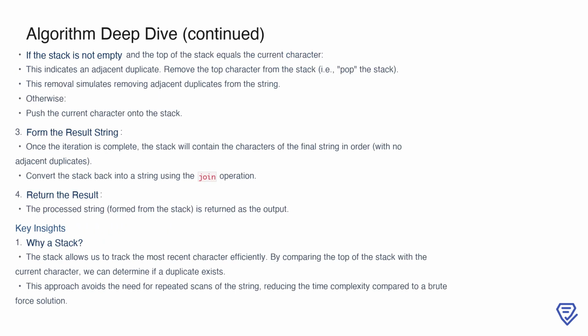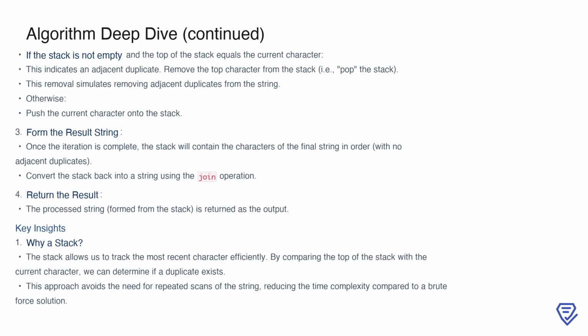During the iteration, if the stack isn't empty and the top of the stack matches the current character, it means we've found an adjacent duplicate. In this case, we remove the top character from the stack, which simulates removing the duplicate from the string. If there's no match, we simply push the current character onto the stack to keep building our result. Once the iteration is complete, the stack will contain all the characters of the final string in the correct order, with no adjacent duplicates remaining.